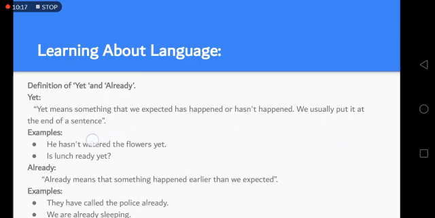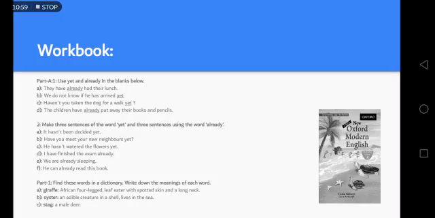We usually put it at the end of the sentence. Like examples, he hasn't watered the flowers yet. Second, is lunch ready yet? Second is already. Already means that something happened earlier than we expected. The first example is we have called the police already. And second is we are already sleeping. Okay.